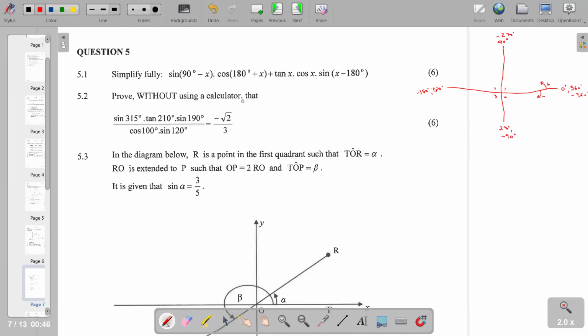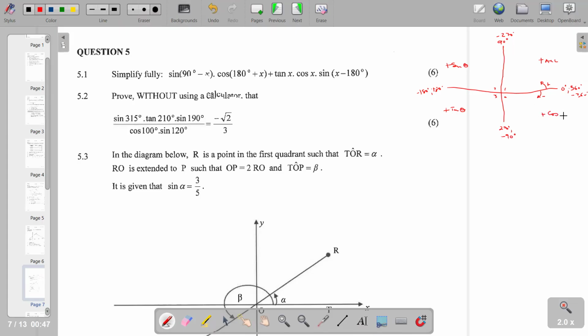So here we are going to identify 90 minus x. So we go to the terminal. 90 minus x means we are going this side. So it means we are going to be in the first quadrant. And we have to know that in the first quadrant, all the trig ratios are positive. In the second quadrant, it's only sine which is positive. Then in the third quadrant, it's only tan which is positive. In the fourth quadrant, it's only cos which is positive.